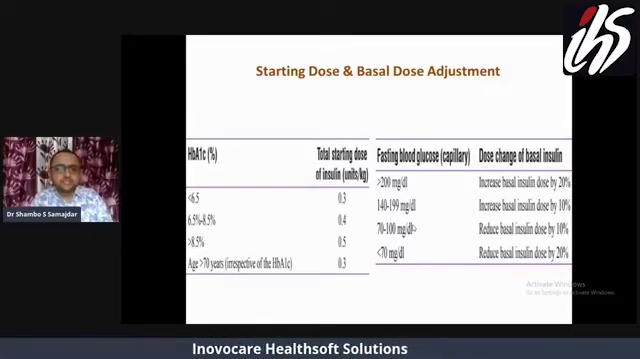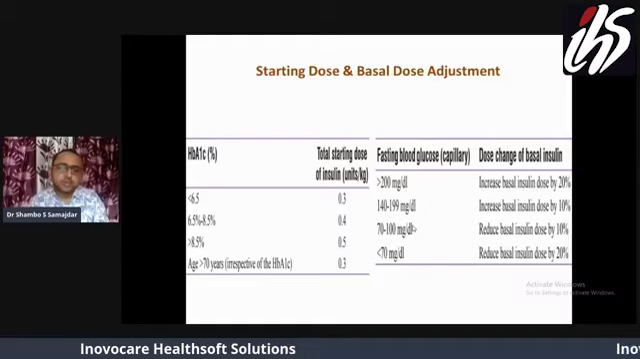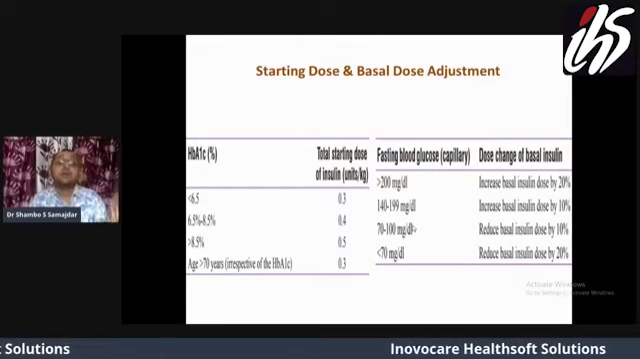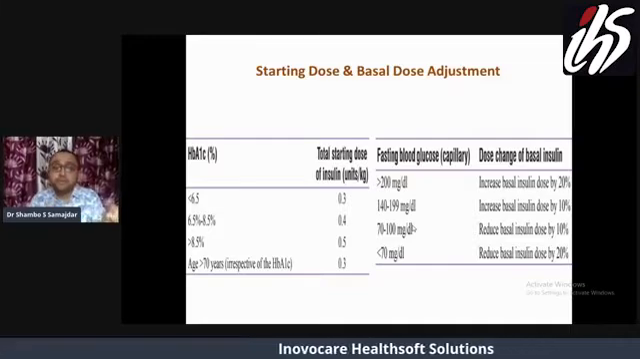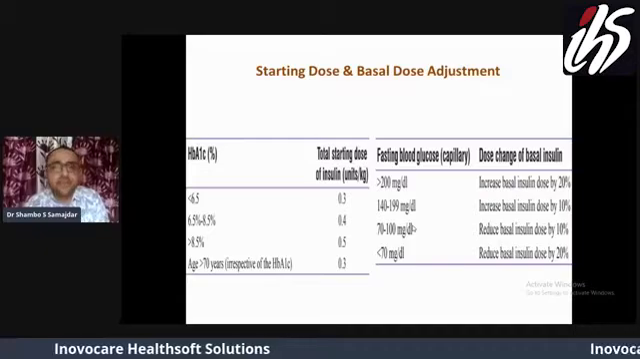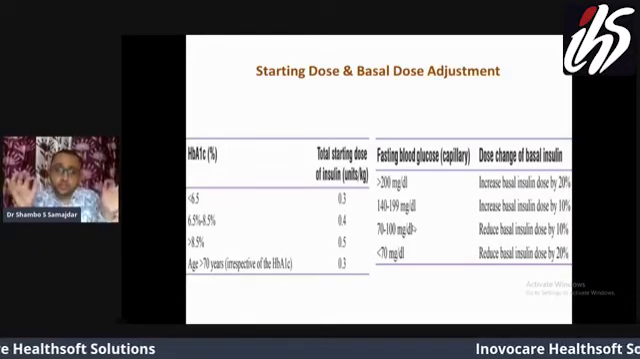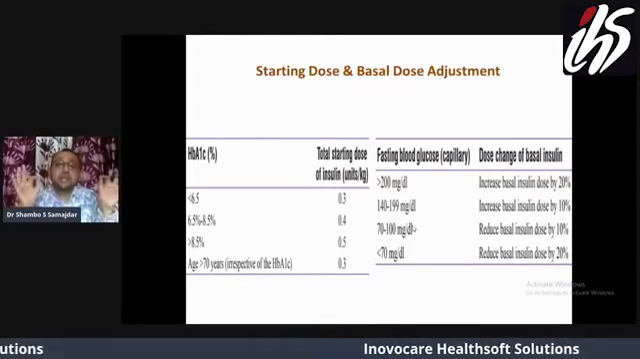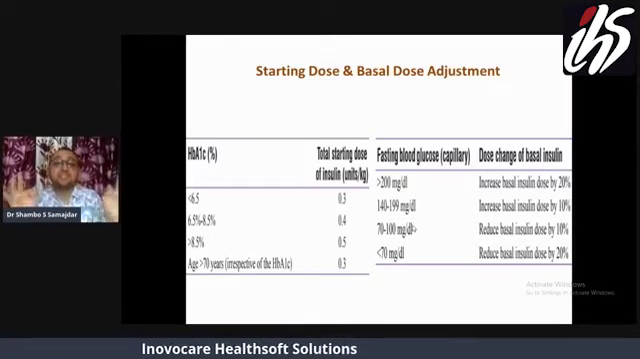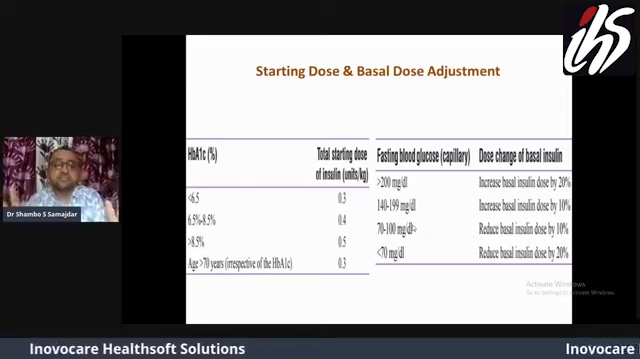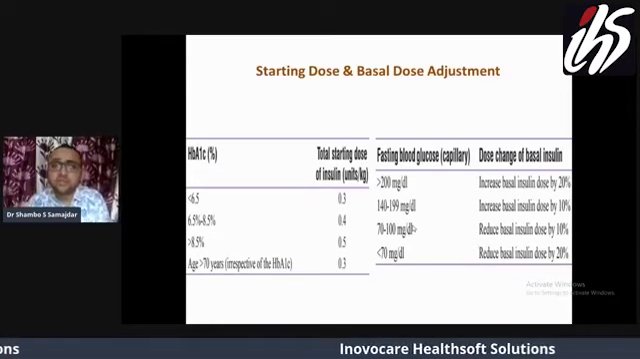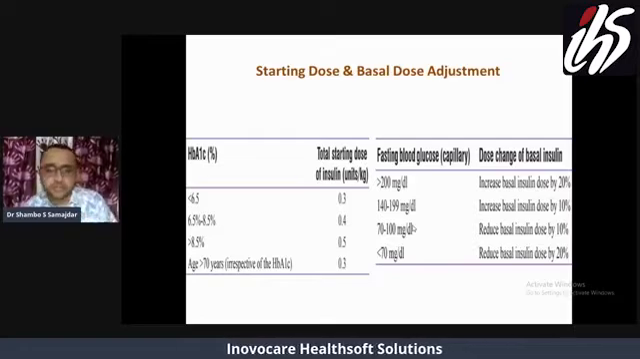If the HbA1c is less than 6.5%, we can start 0.3 unit per kg for those who are non-diabetic. If it is 6.5 to 8.5, it can be 0.4 unit per kg. More than 8.5, it can be 0.5 unit per kg. But we should always respect that if a patient has compromised kidney function, or age is more than 70 years, the starting dose should be a little bit lower, maybe 0.2 unit or 0.3 unit per kg.